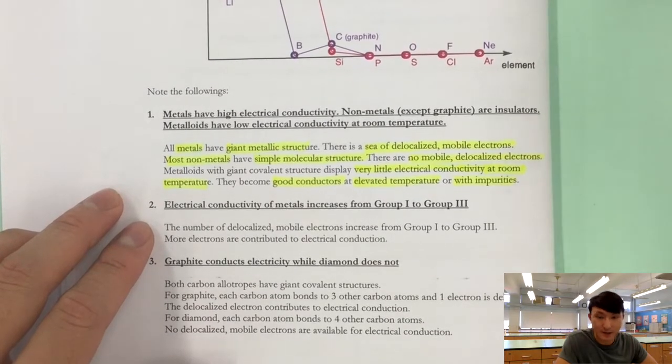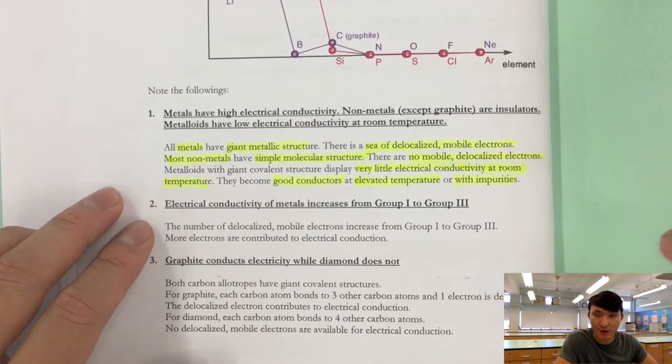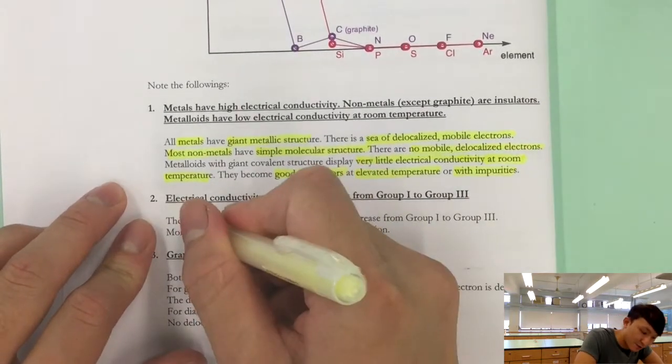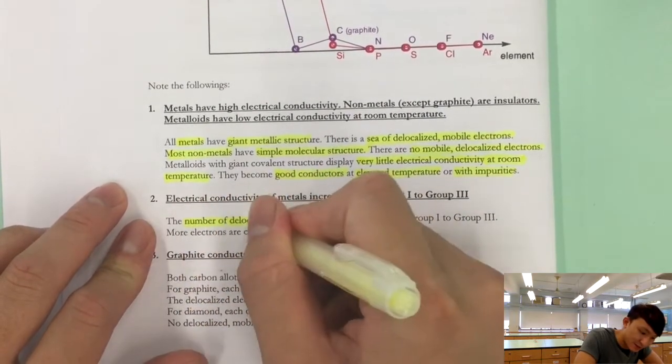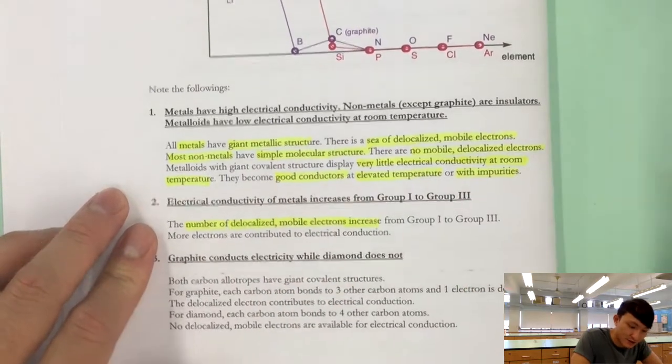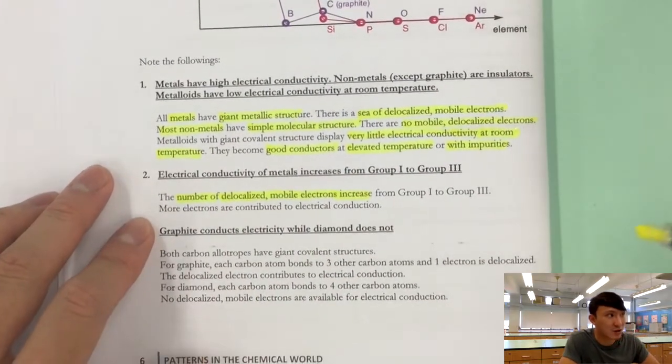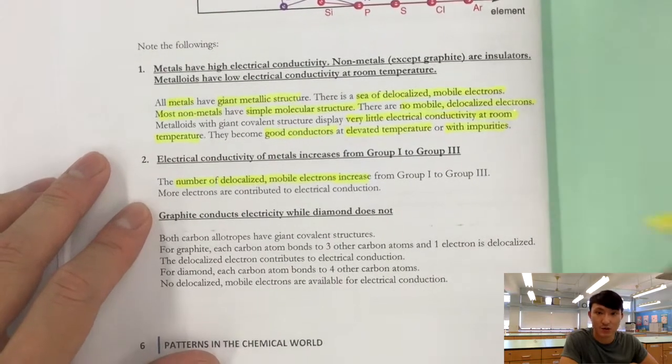For point number two here, the electrical conductivity of metals increases from group 1 to group 3. That is basically due to the fact that you have more delocalized electrons per atom. You see, the number of delocalized mobile electrons increases, and more delocalized electrons contribute to electrical conduction.